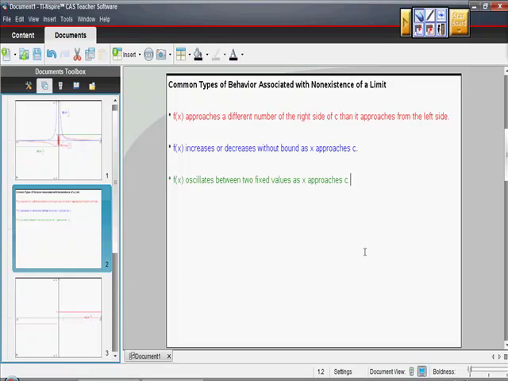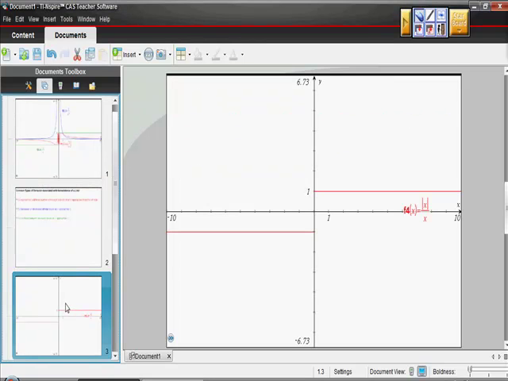What I'm hoping that you're going to do right now is stop the video, take these notes, turn the video back on, and then support the notes that you've just taken with these examples. So here's the first example, and this is of f of x approaching different heights from either side.